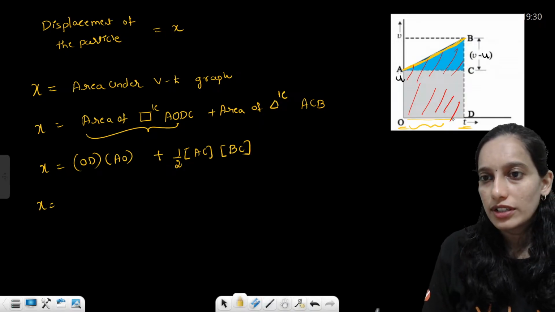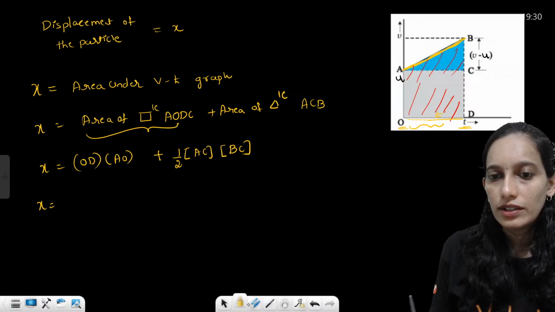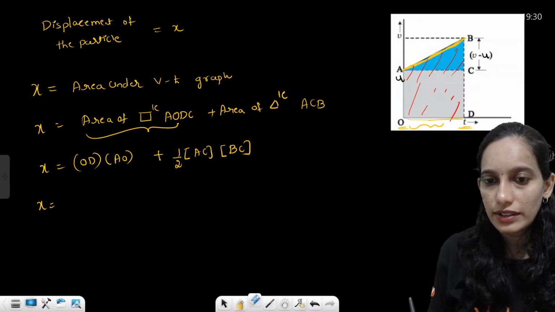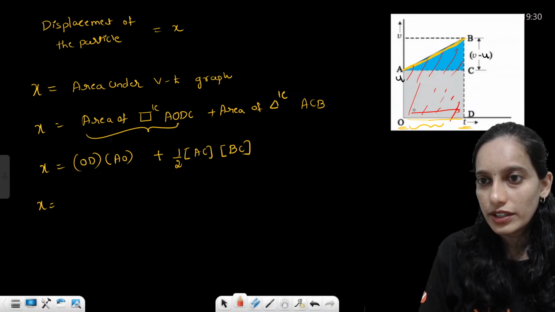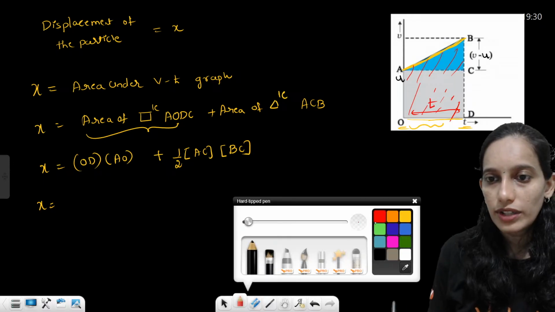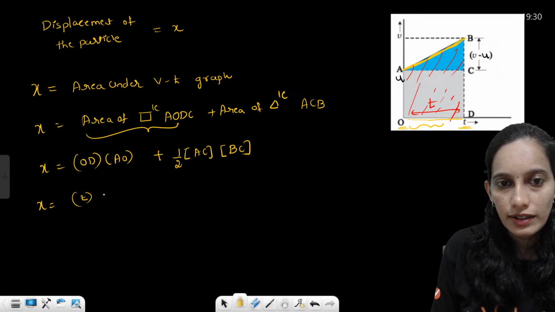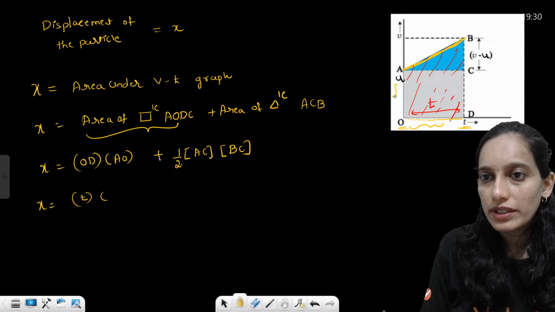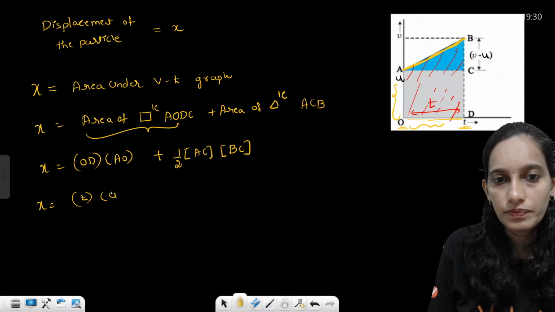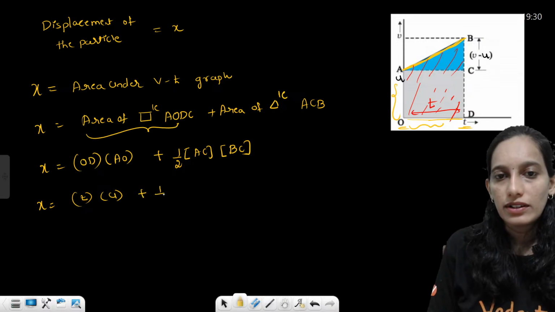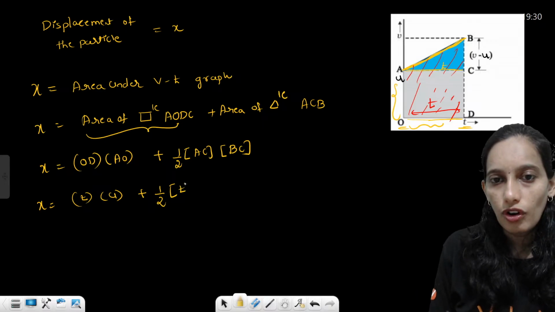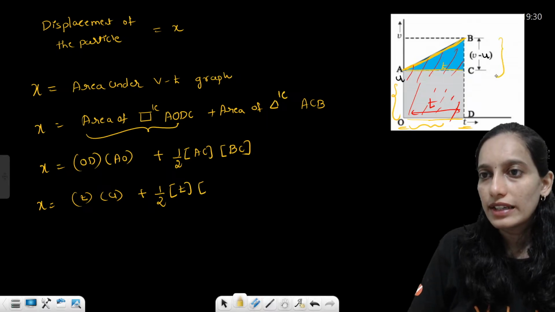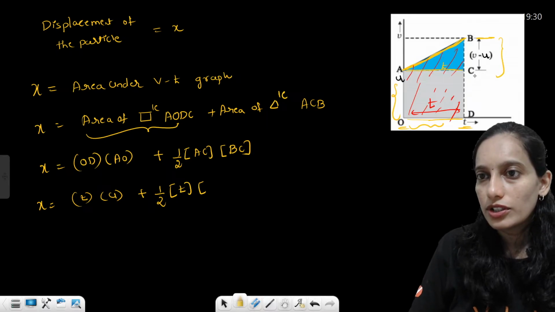What is OD? This is nothing but time T, correct? So from here to here, this is nothing but T. So I can put that as T into AO, which is the initial velocity U from here to here, correct? Plus half into AC, which is again equal to OD, nothing but T. So half into T into BC, which is this length, correct? So from here to here we need the length.